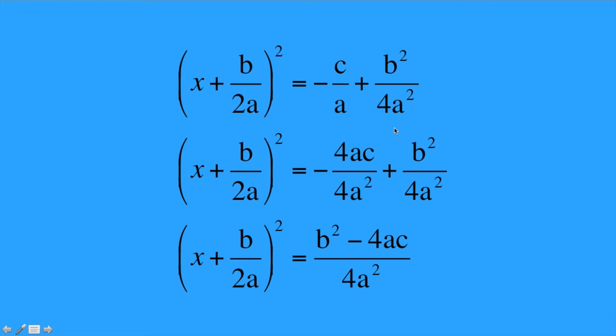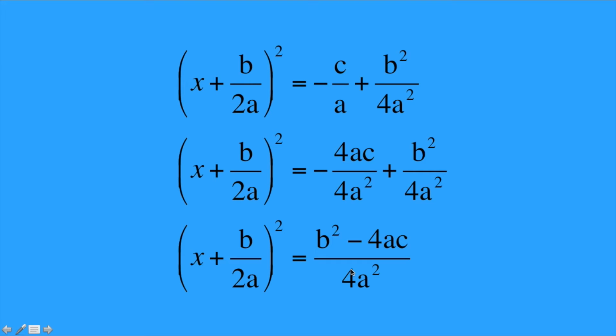And then we want to combine these two terms, so we just multiply the top and bottom here by 4a to give us negative 4ac over 4a squared. And then you just combine those to get b squared minus 4ac over 4a squared.